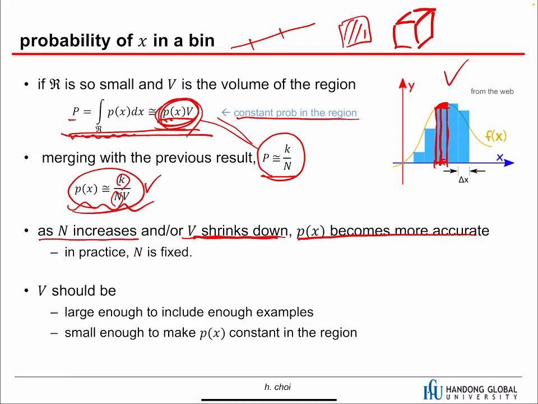But in practice, n is fixed. When we start working on machine learning, usually the number of samples is fixed. And there is another interesting point here. V should be large enough to include enough examples, because if V is really small, most of the bins will have just 0 samples, and then it's not easy to estimate. And it should also be small enough to make p of x constant in the region. So it's tricky. We have to control this V really carefully.